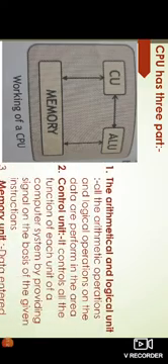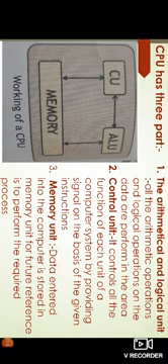CPU has three parts. First is CU. CU means control unit. Second is ALU. ALU means arithmetic logical unit. And the third part is memory unit. So we see one by one. In the arithmetic logical unit, all the arithmetic operations and logical operations on the data are performed.